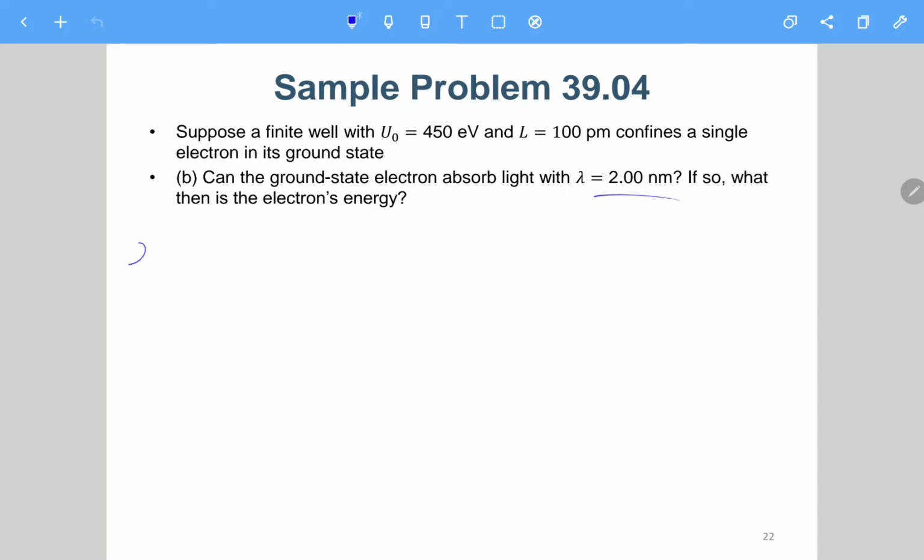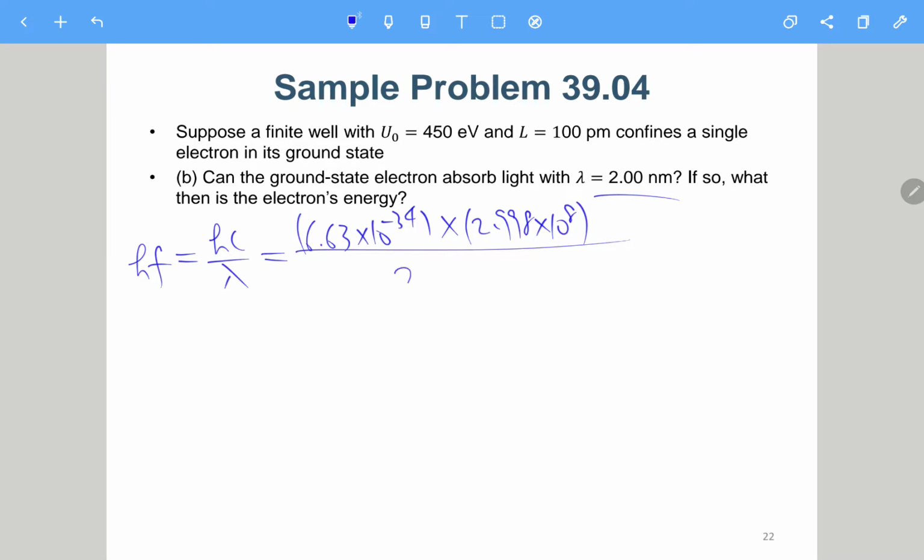So hf equals hc over lambda, which is 6.63 times 10 to the minus 34, times 2.998 times 10 to the 8th power, all over 2 times 10 to the minus 9. So this value is 9.95 times 10 to the minus 17 joules, or in eV it is 622 eV. So this is the energy it gets.